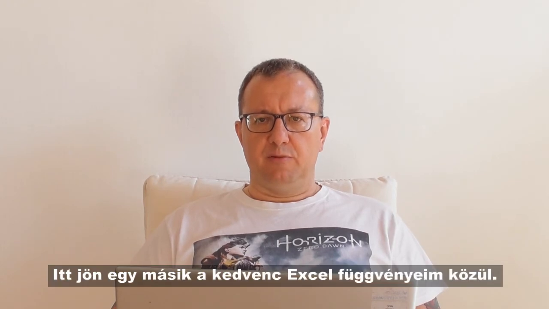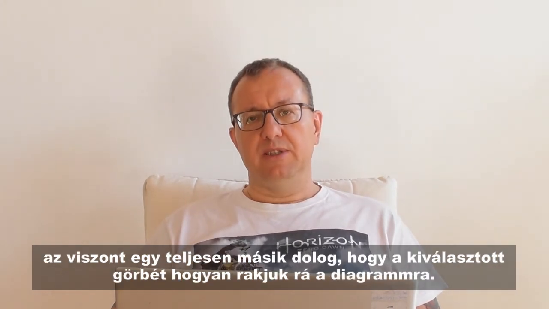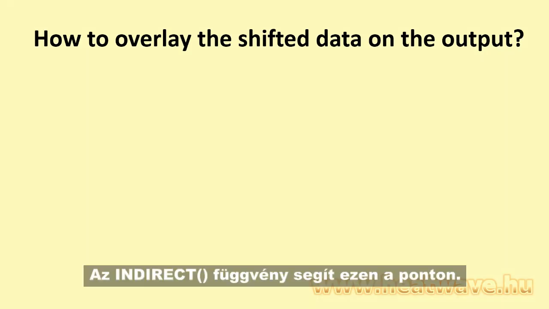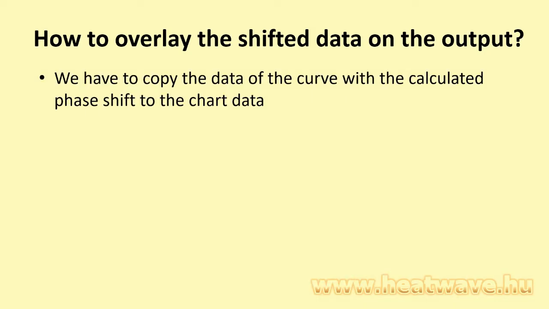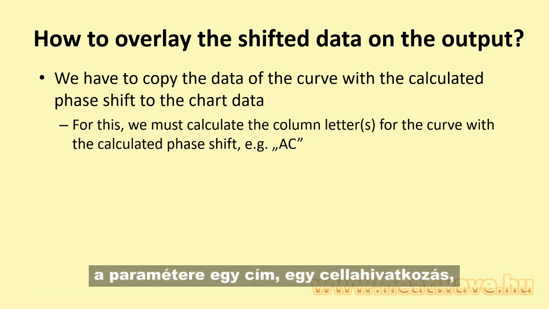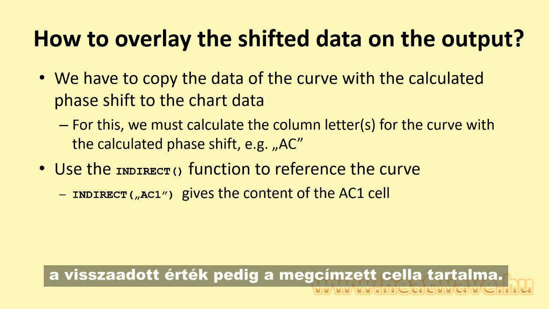Here comes another one of my favorite Excel functions. It is one thing to identify which curve overlaps the best with the output signal, but it is a whole other thing to display the selected curve on the chart. The indirect function helps us here. It works like a pointer in programming languages. Its parameter is an address, a reference to a cell, and it returns the content of the address cell.